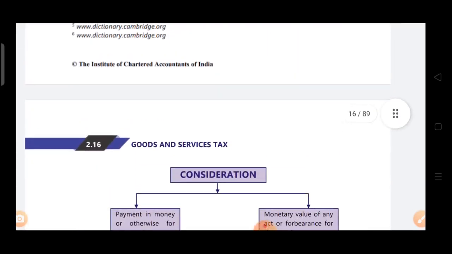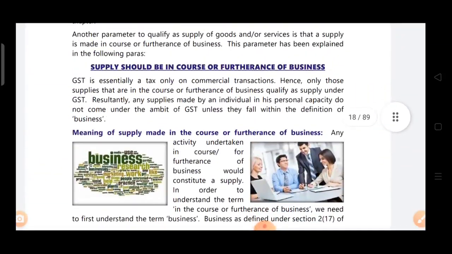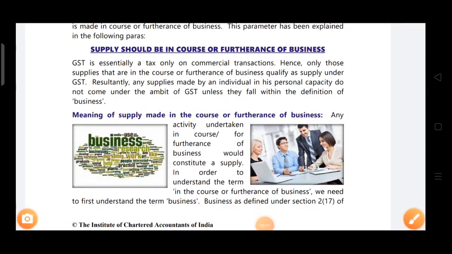So consideration is there, but there is no supply, so no GST liability. Now, the last parameter, the third parameter: supply should be in the course of furtherance of business. GST is essentially a tax only on commercial transactions. Hence, only those supplies that are in the course of furtherance of business qualify as supply under GST.